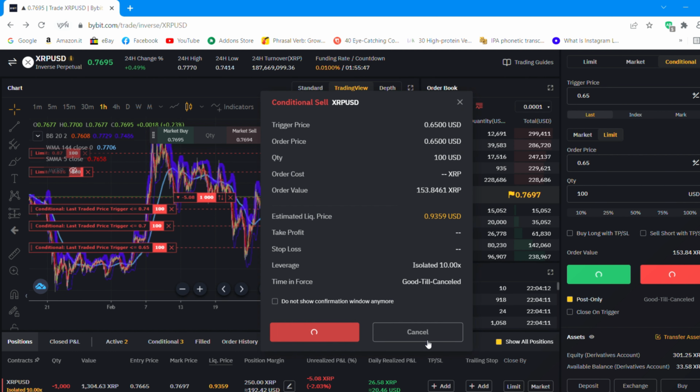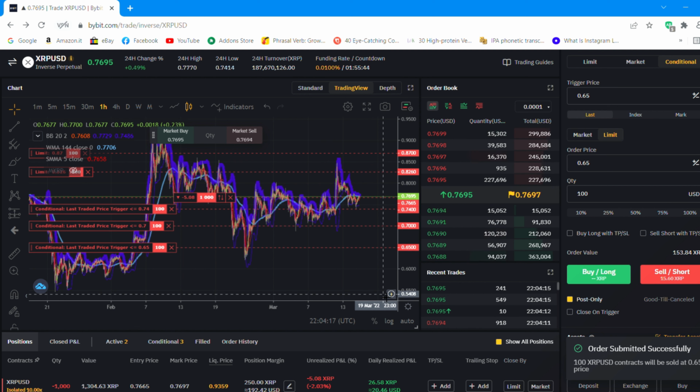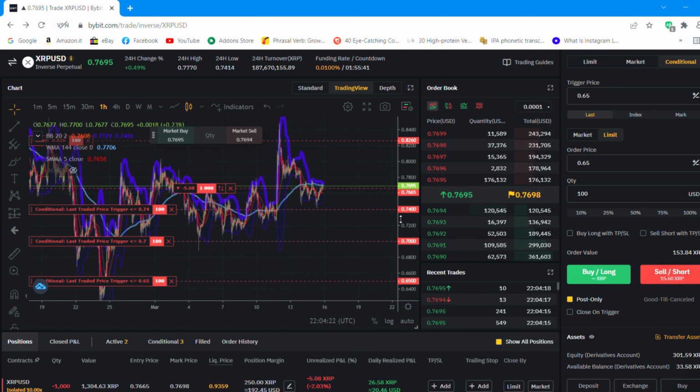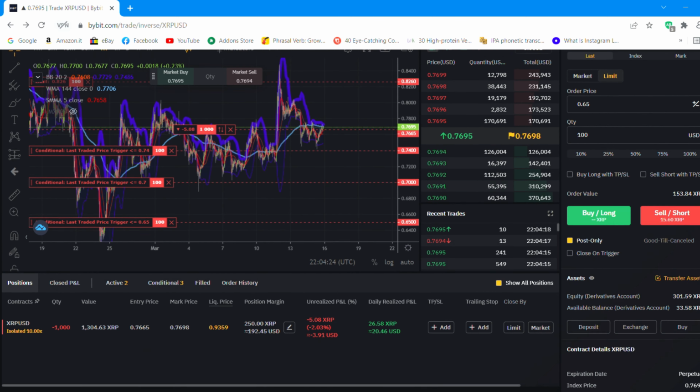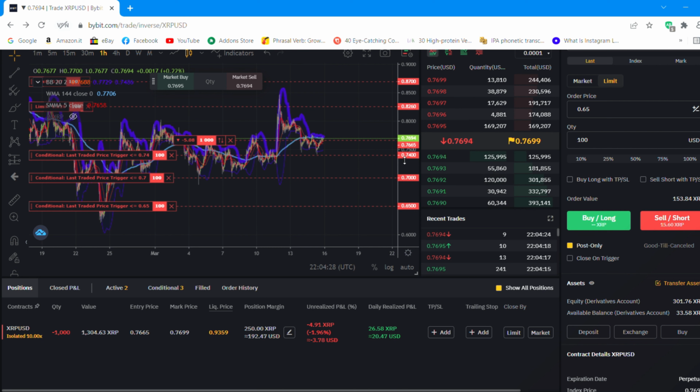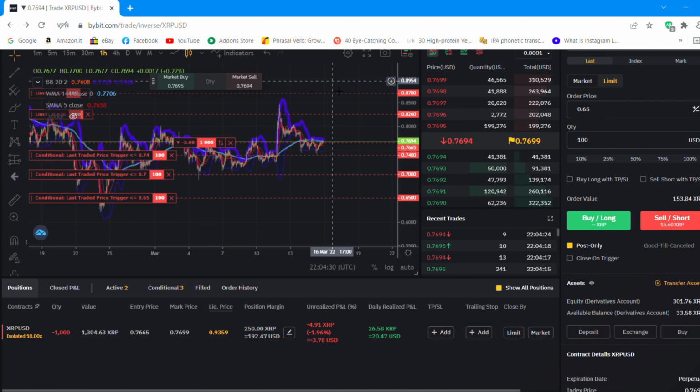Confirm, perfect. So here is how I have them all set up. So that's how I would have 3 levels up, 3 levels down.